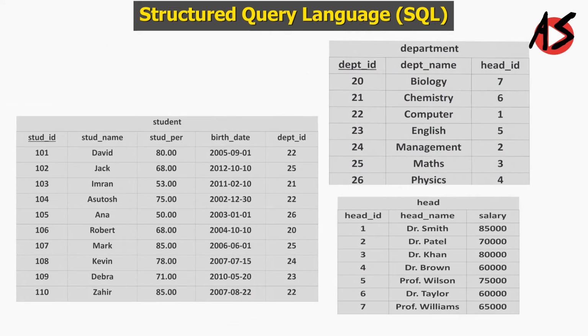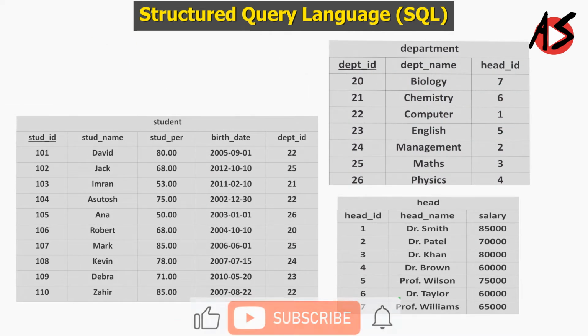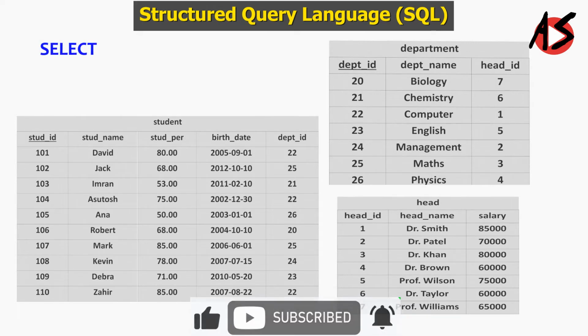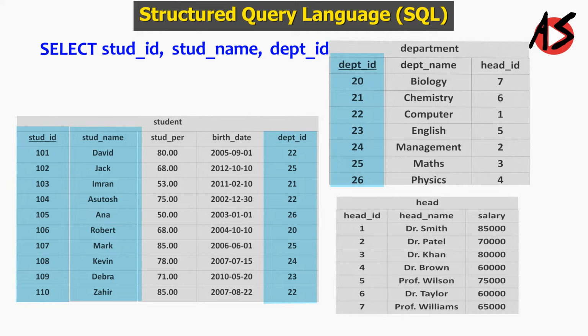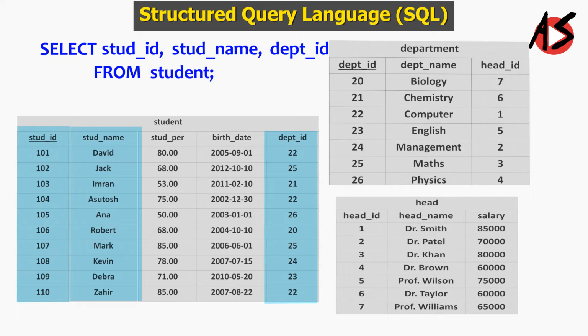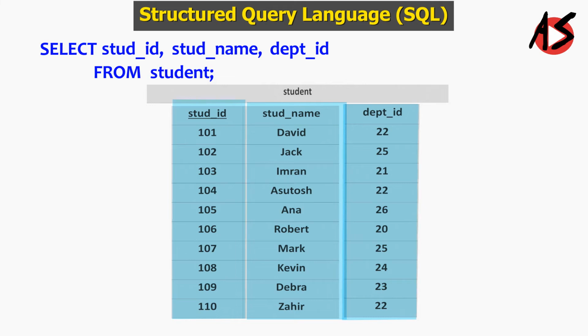Now suppose we want to select specific columns from the student table. So we can write select student ID, student name, department ID instead of star from student. So you can see only student ID, name and their corresponding department ID are retrieved instead of the whole table.